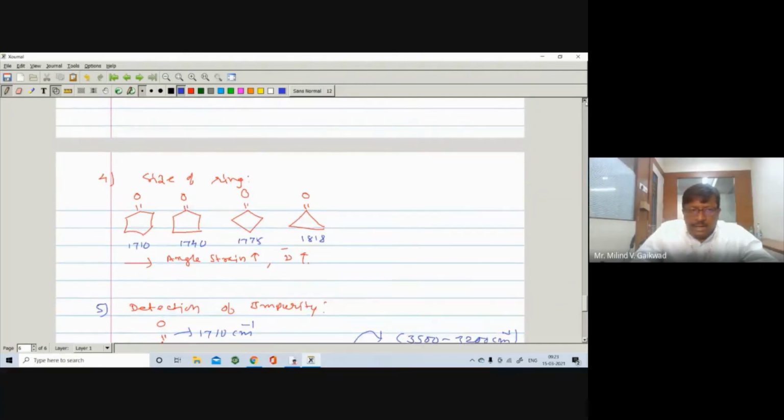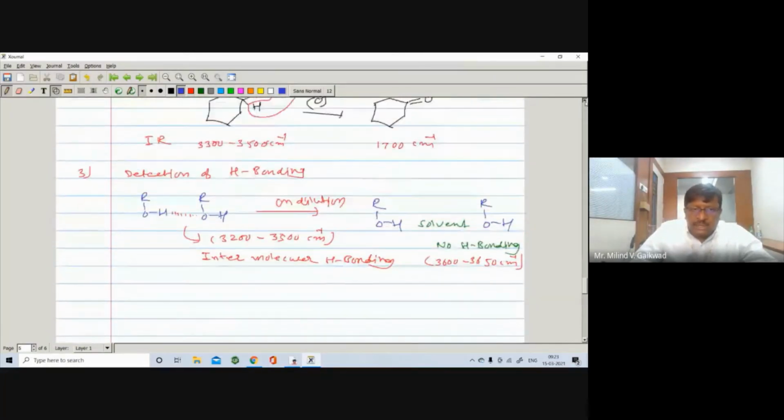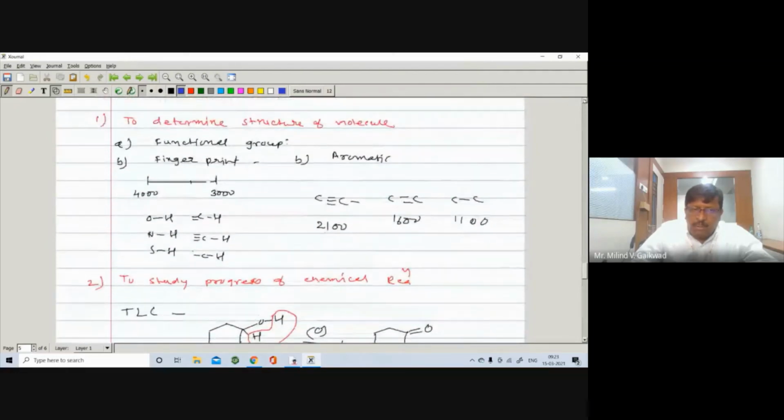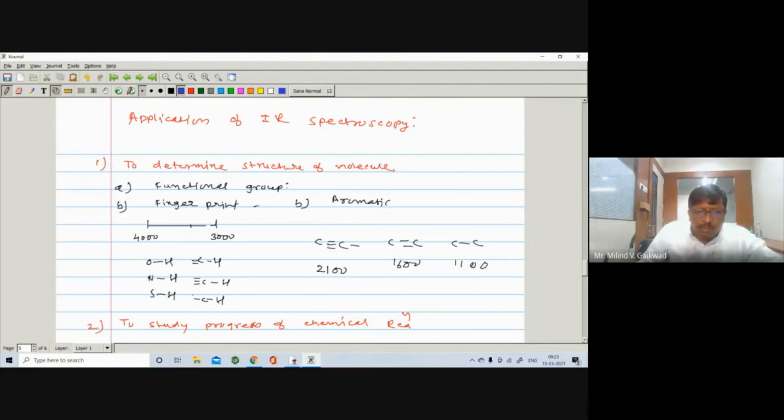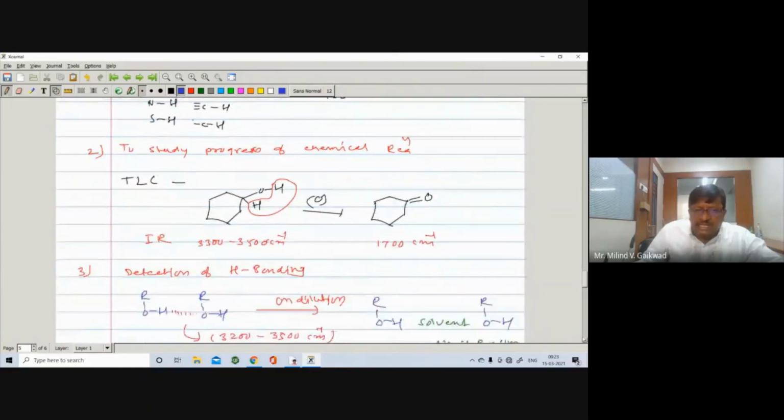So here this point is very important. The first application of IR spectroscopy, which is common for all, is to determine the structure of a molecule. Under this you can write any point that you know, to find out the functional group region, fingerprint region and the aromatic region. Second is the progress of chemical reaction. Just like a TLC, if you take the spectra of the reactant and the product, the spectra will be different. So the alcohol OH will appear at 33 and CO appears at 1700.